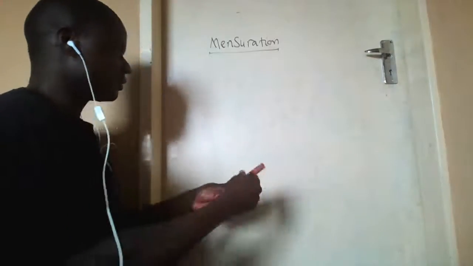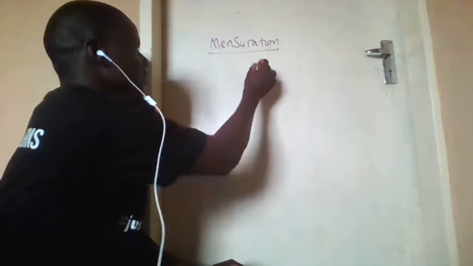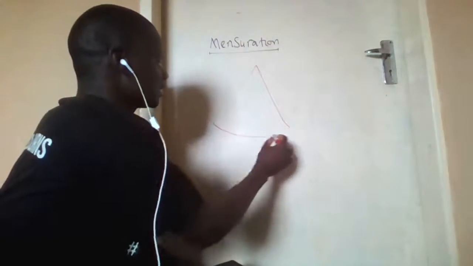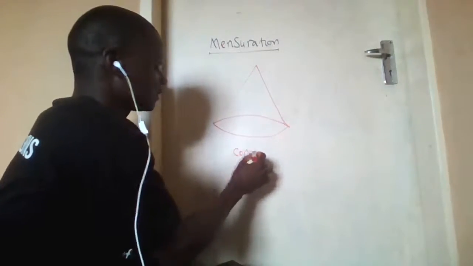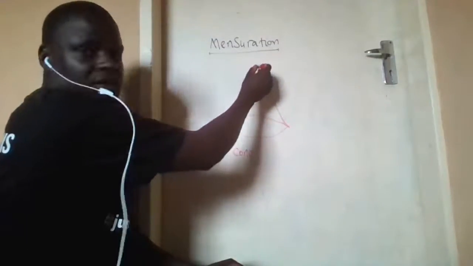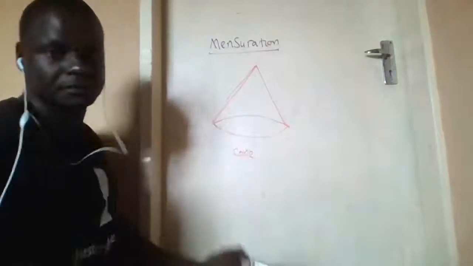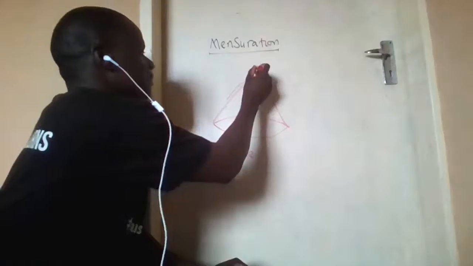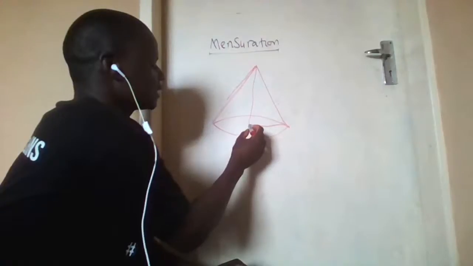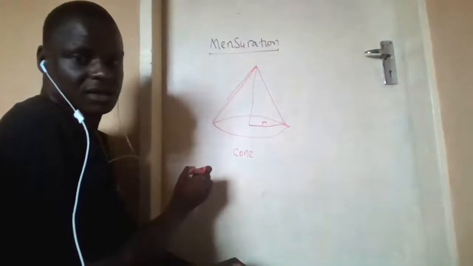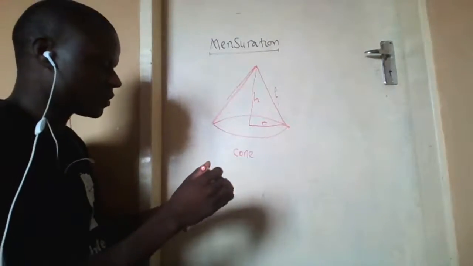A cone looks like this. You can have the tip on top, and then the base is always circular. That is a cone. This cone has the perpendicular distance up to the center of the circle. So this is the radius, this is the height, and this is the slant length. So this is what a cone looks like.